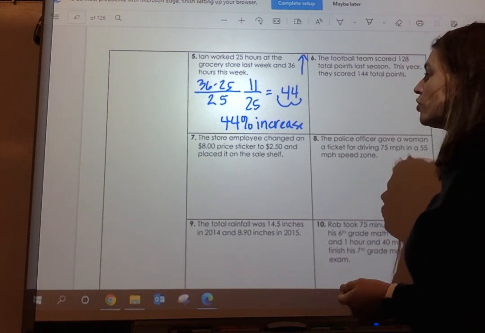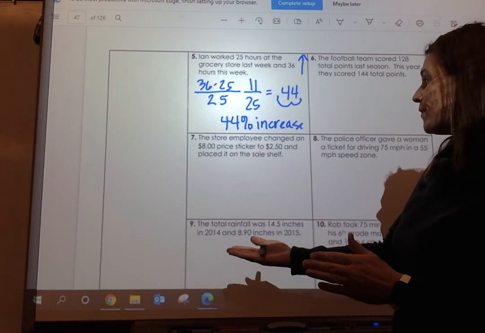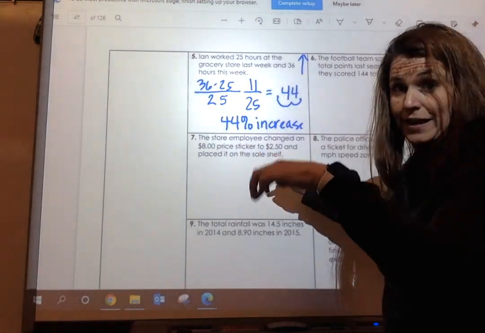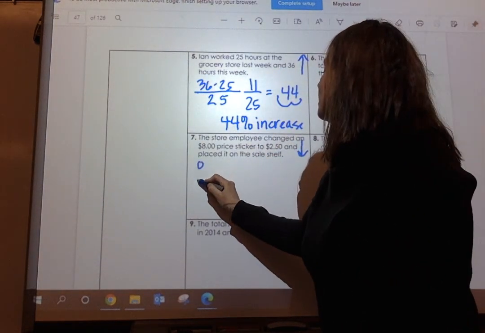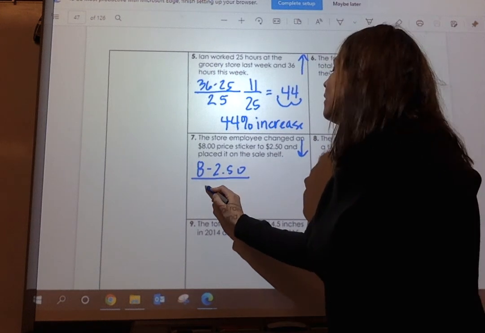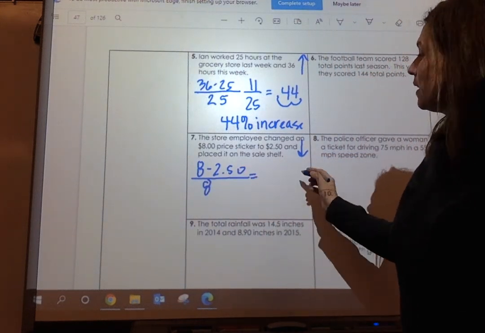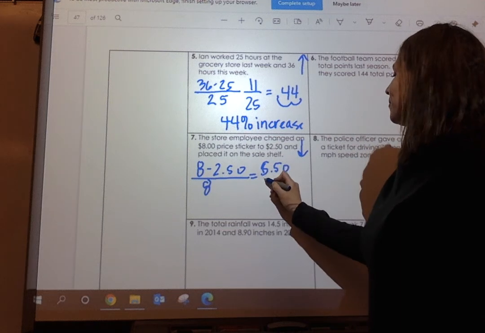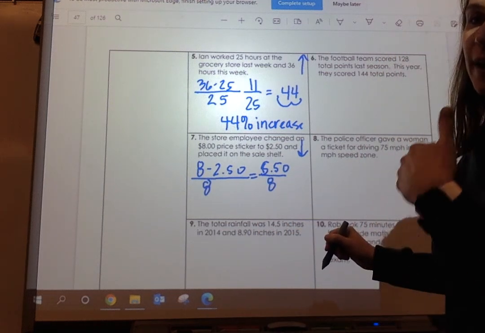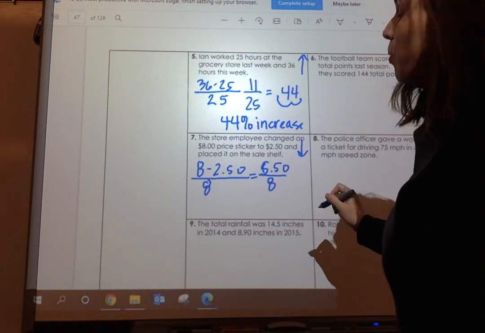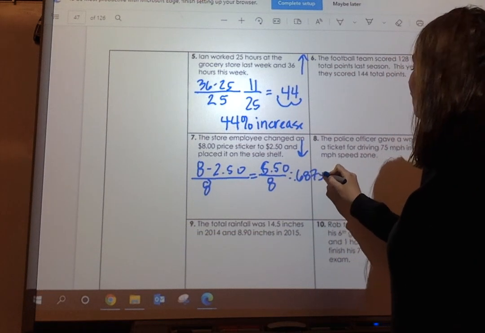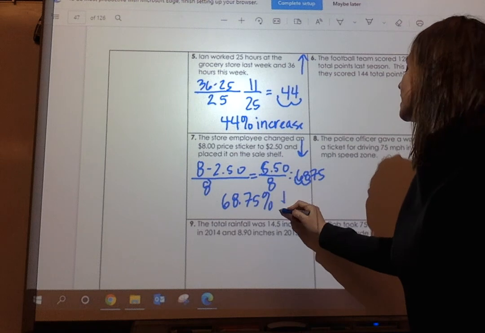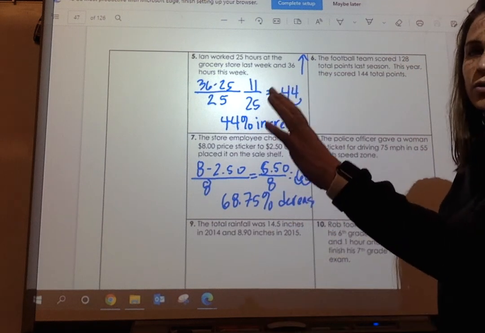All right, number 7. The store employee changed an $8 sticker price to $2.50 and placed it on the sales shelf. So the original price was $8, so it went from $8 to $2.50. That's a decrease. So what is the difference of 8 and 2.50 over the original amount of 8? Well, 8 minus 2.50 is 5.50. 5.50 over 8. And when you type in 5.50 divided by 8 into your calculator, you get 0.6875. I move it over twice for the percent, so I get 68.75% decrease. Gotta put decrease, whether it's an increase or a decrease.